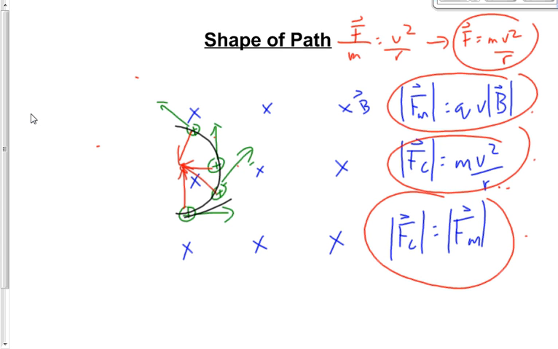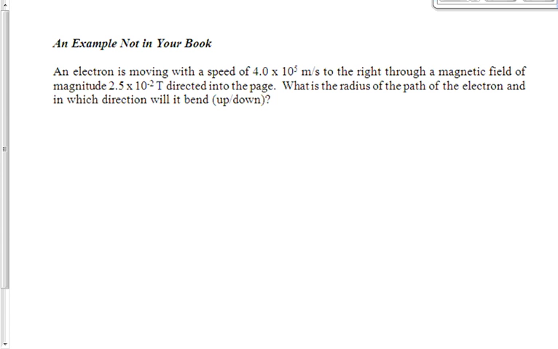Let's try one. Unfortunately, you're going to have to copy this one down or take a picture of it or something because it's not in your book.